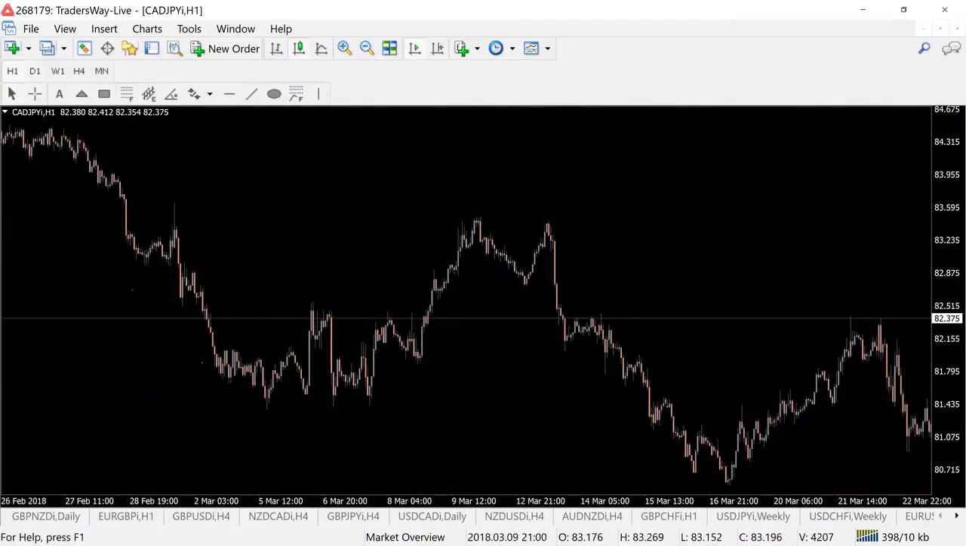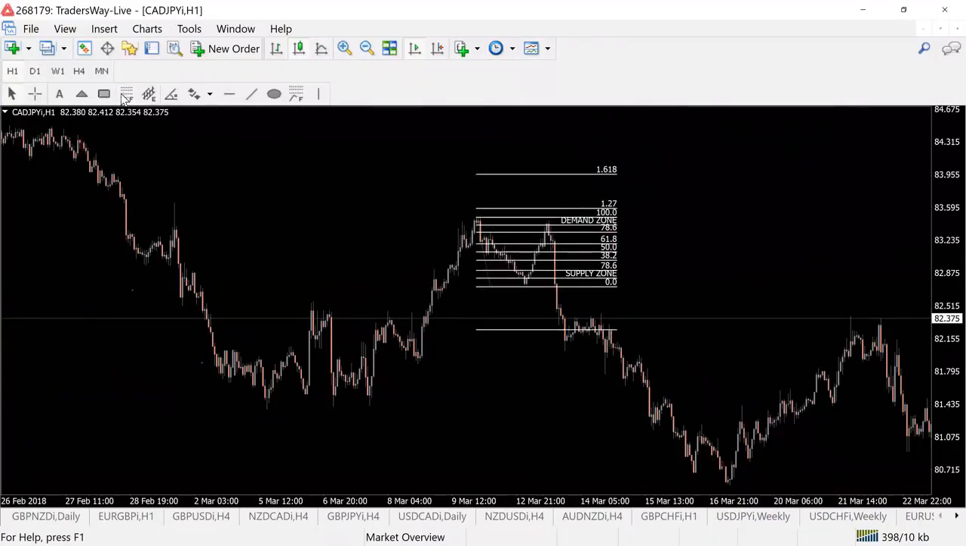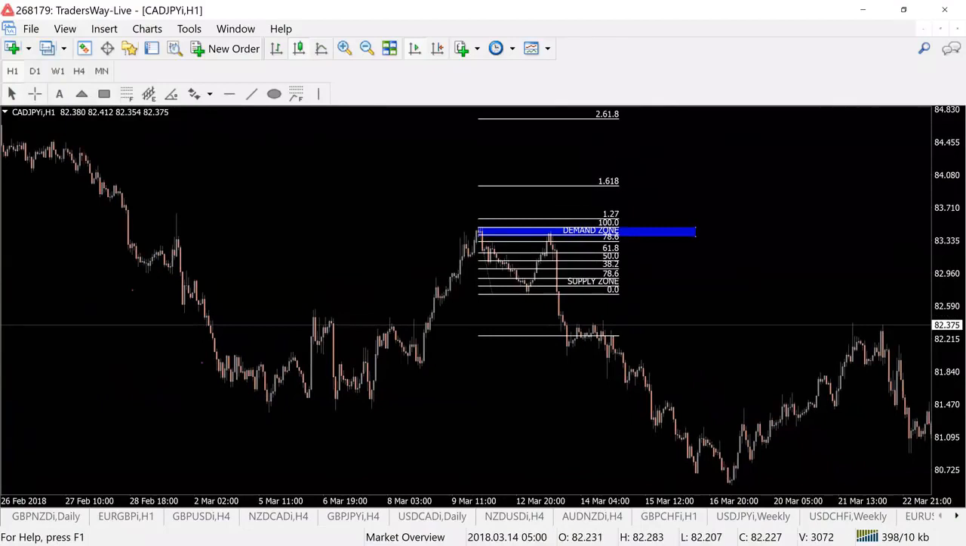Here we go. Draw from the high down to the low. Here we go. Market came 100%. And there you go.